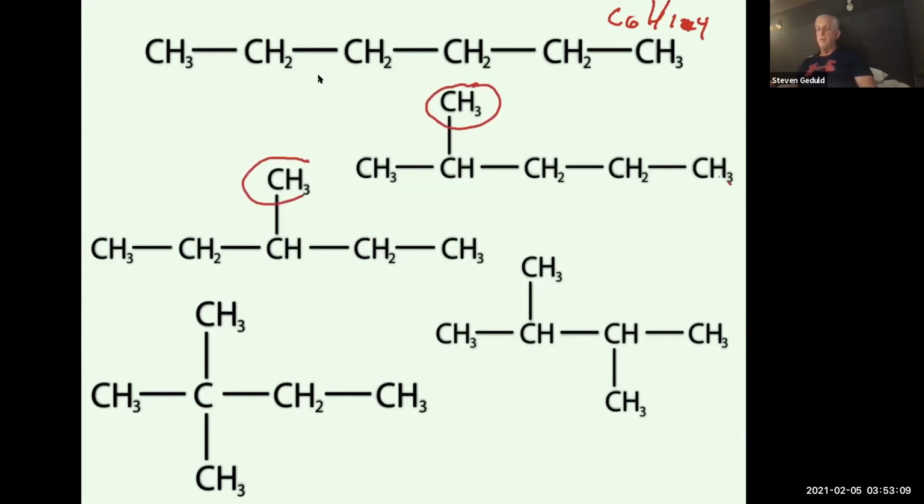This one has a methyl group at the third carbon. This one has a methyl group at the second and third carbon. This one has 2 methyl groups, both at the second carbon.